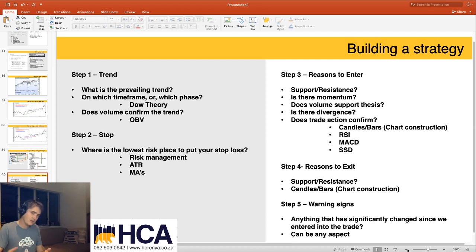Also, once you have your trend in place, does volume confirm that trend? Because remember, Dow Theory tells us that one of the most important things is that volume confirms the trend. So we can use our on-balance volume indicator to tell us whether volume is confirming the price trend. Step one, look at the roadmap. Where is the trend, where is price trending, and, very importantly, is volume confirming that trend move? We saw this example earlier on Sanlam.